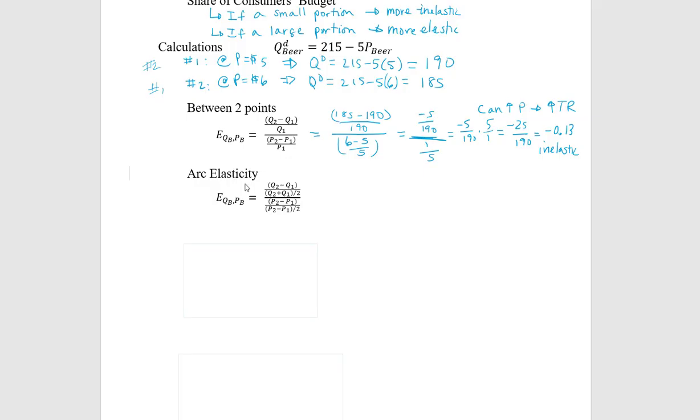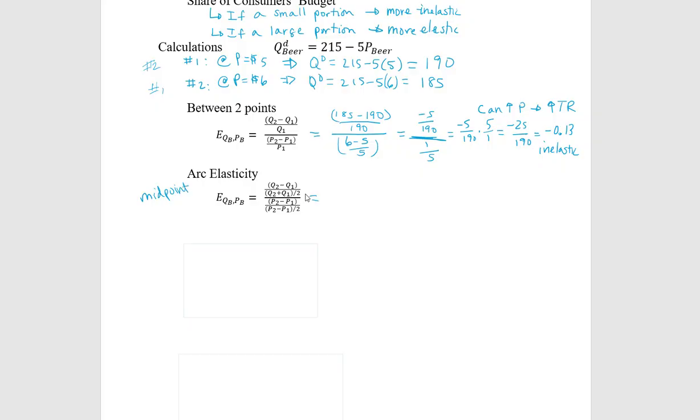This method is called the arc elasticity. The key difference between 2 points method and the arc elasticity is that denominator. What you should notice in that denominator is that they're taking the 2 points and they're dividing it by 2. In other words, they're using the midpoint in each of those denominators.